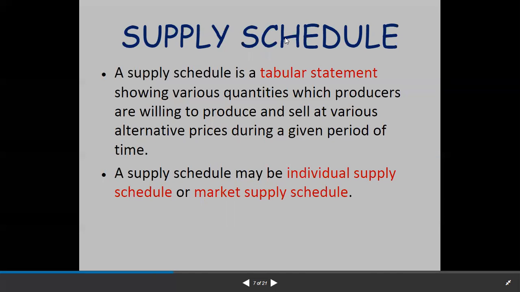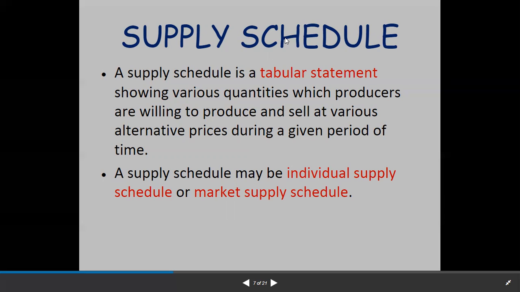The supply of a commodity also depends upon a number of factors. When the determinants of supply are put together in the form of a functional relationship, it is termed a supply function. So what is the supply function?